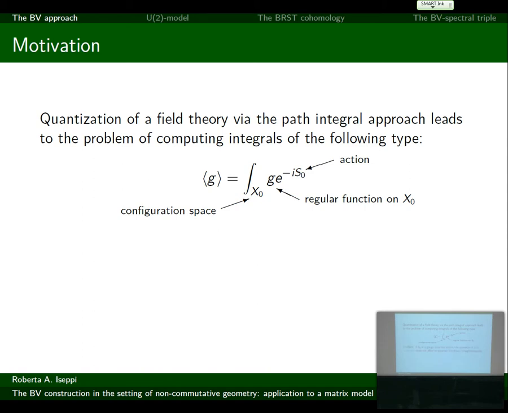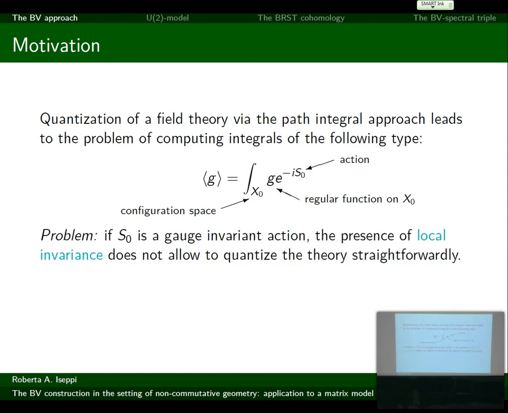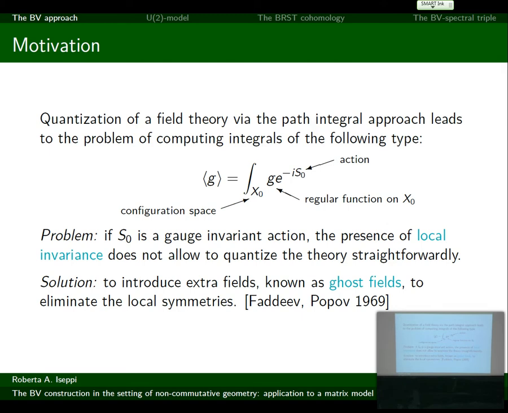So the problem is that when we consider an action s0 which is gauge-invariant, then there are local invariants. And it is these invariants that don't allow us to quantize the theory straightforwardly. But this problem was already solved a while ago by Faddeev and Popov, and they suggested introducing these ghost fields. So the idea is to introduce extra fields in order to eliminate these symmetries. And they are called ghost fields because they are definitely not physical.